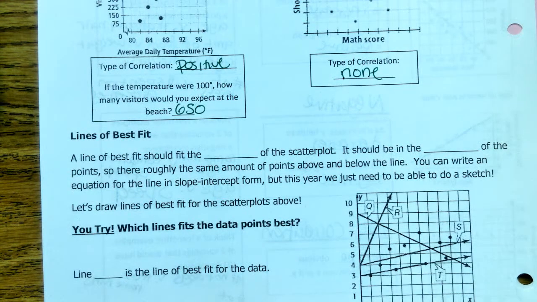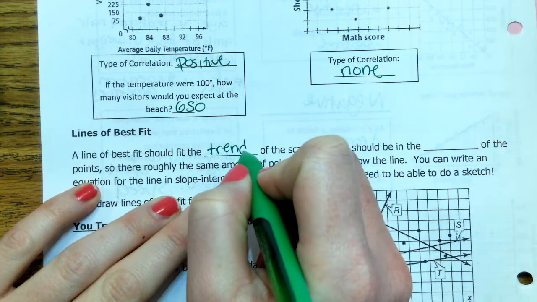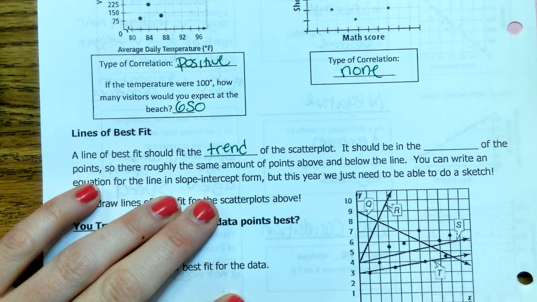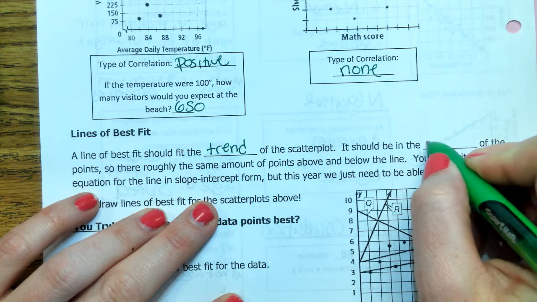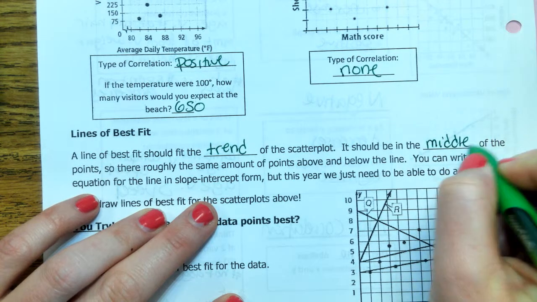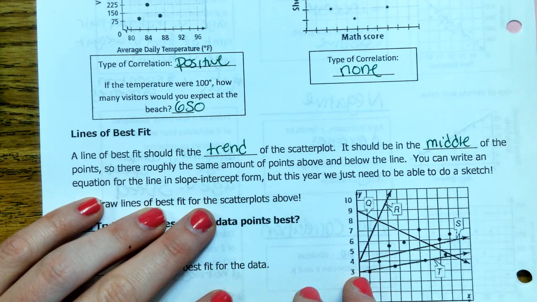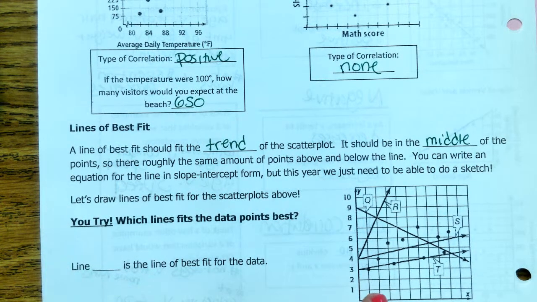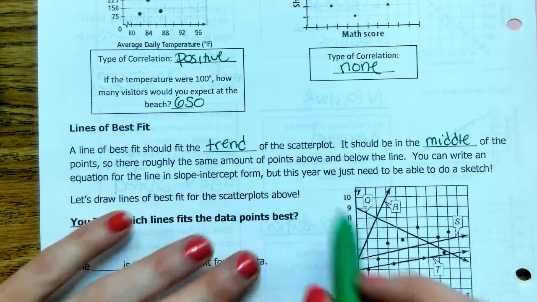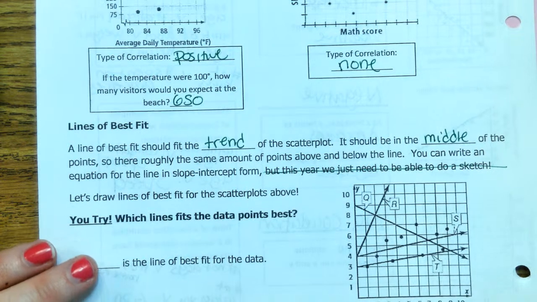Okay, eyes up front. A line of best fit should fit the trend of the scatter plot. It should be in the middle of all the points, so there are roughly the same amount of points above and below the line. You can write an equation for it in slope-intercept form. And we're going to do that this year, I think.